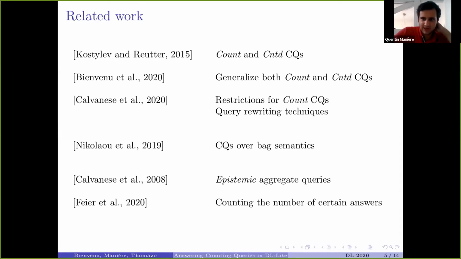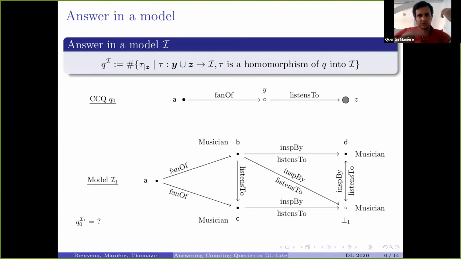Okay, so let me clarify our semantics. As I told you, the idea in one model is to look at all the homomorphisms we have of our query into our model. That's also called a match.